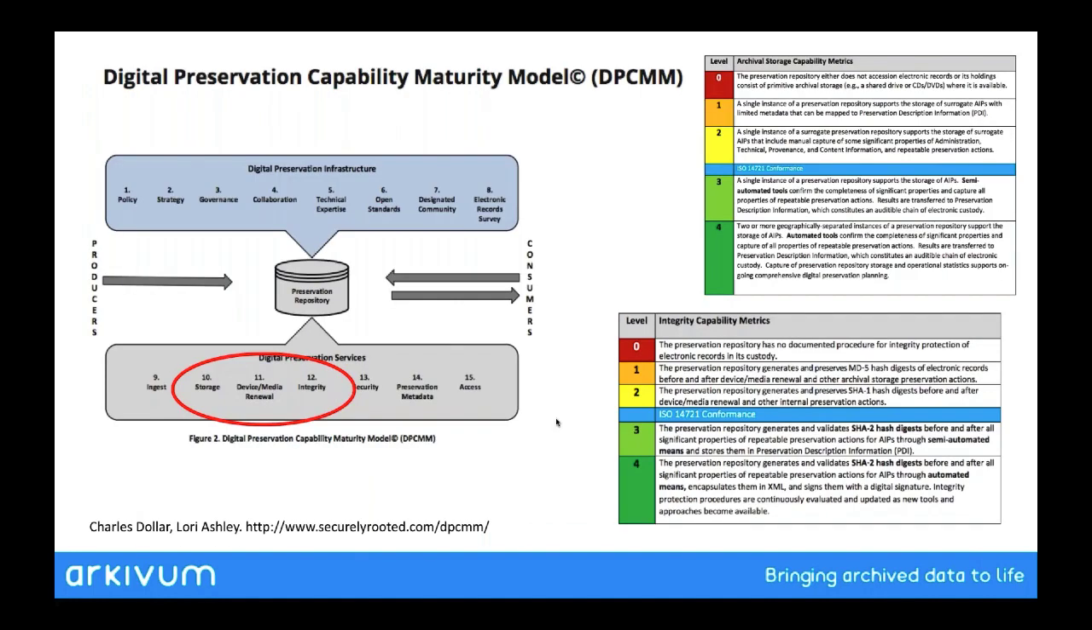The Digital Preservation Capability and Maturity Model goes further. That aligns with OAIS, the Open Archive Information System Standard. I'm not going to go into details. There's a couple of examples here around data integrity and archival storage, which is actually quite similar to the NDSA levels. But again, the point is that it's a defined progression where you can start simple and work your way up to recognize good practice.